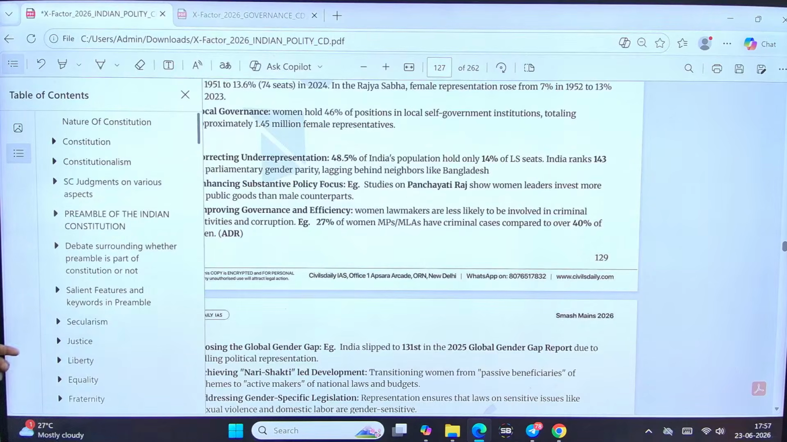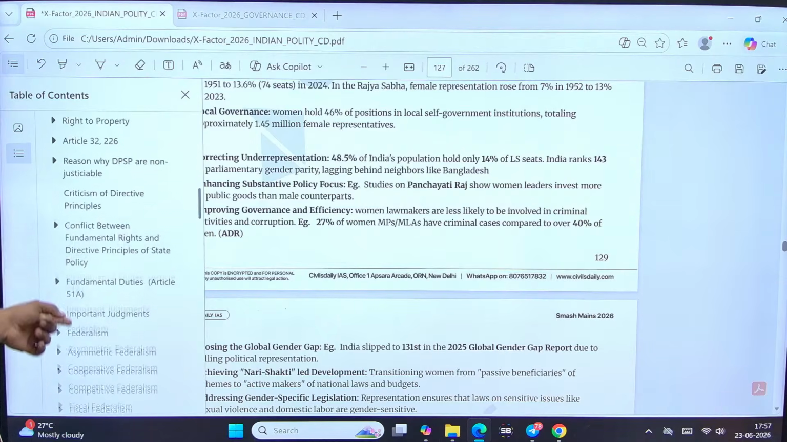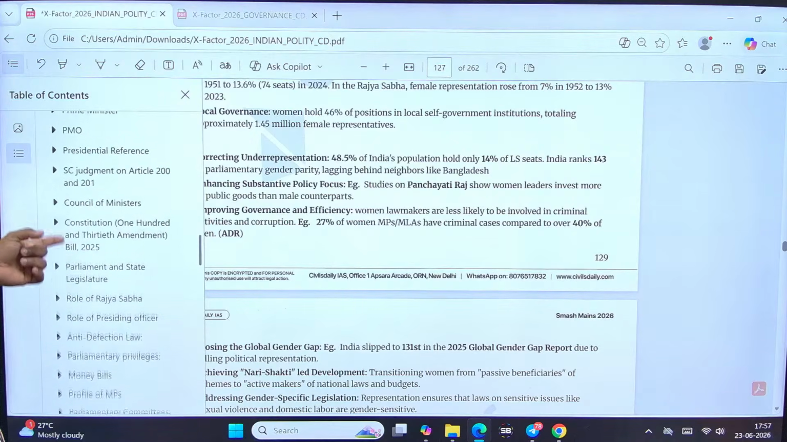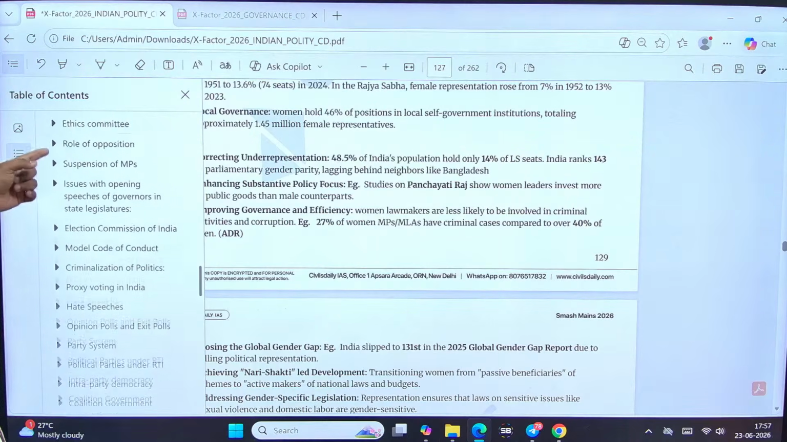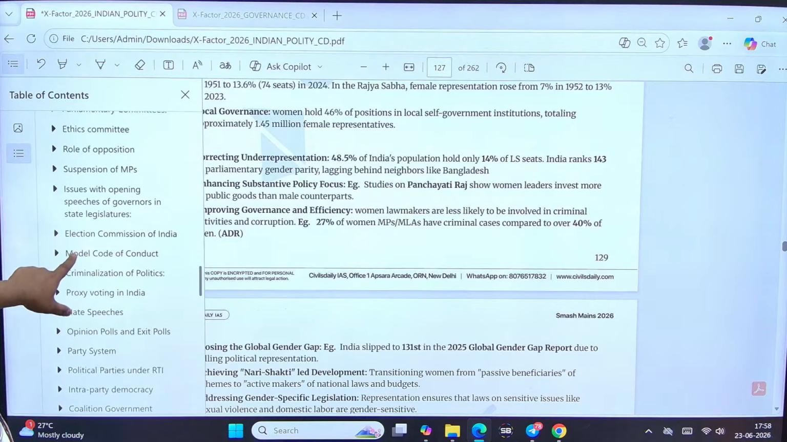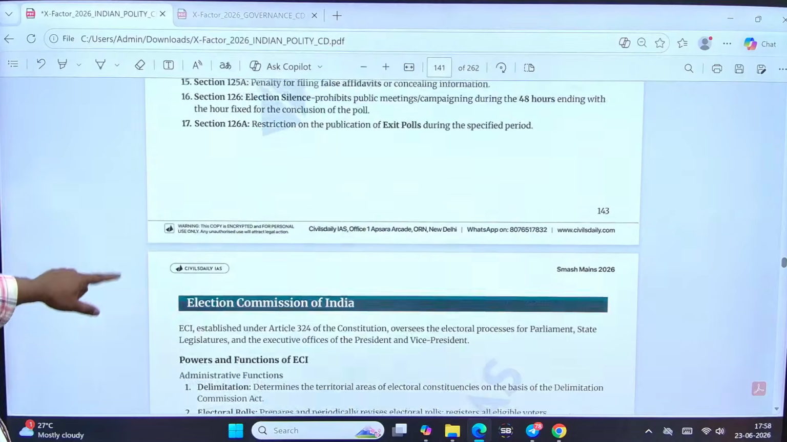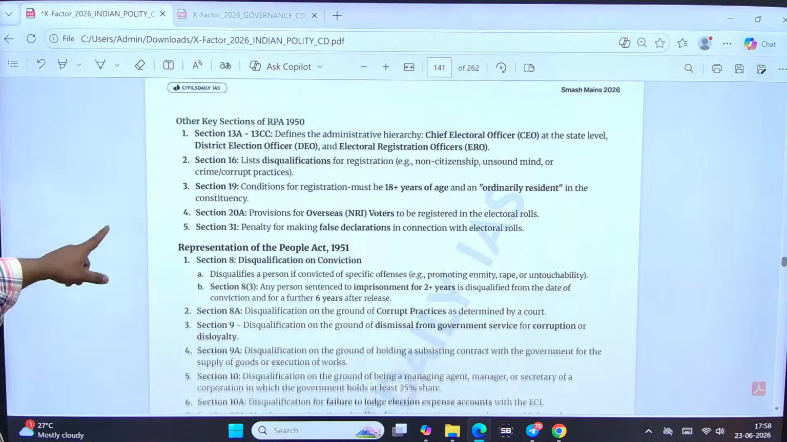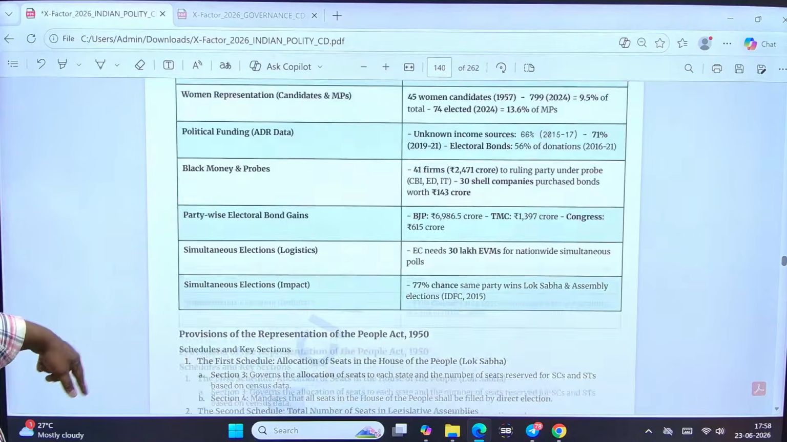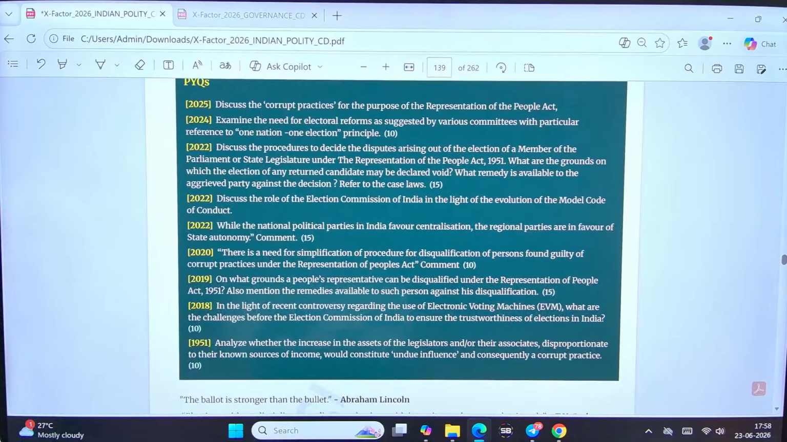So before I move on to governance, I want to show, this is your Parliament. After the Parliament, one more important topic is with respect to elections in India, okay. Now in elections too, the major theme you get a question on is the disqualification of members, right.